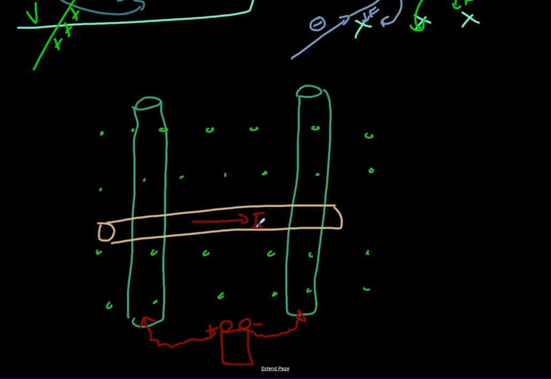Which way will it move? Current's flowing to the right. Current represents positive charge flowing along this way. Which way is force going to be exerted? Get your right hand out. Point your fingers in the direction of B, the magnetic field. Well, that's out of the page towards your face. Point your thumb in the direction of the current flow.